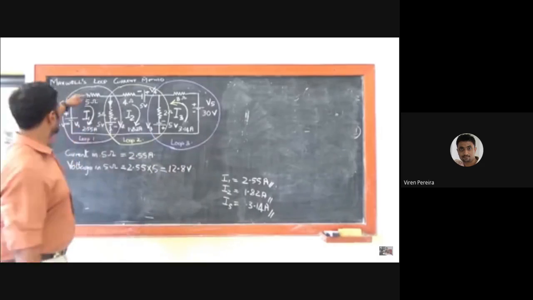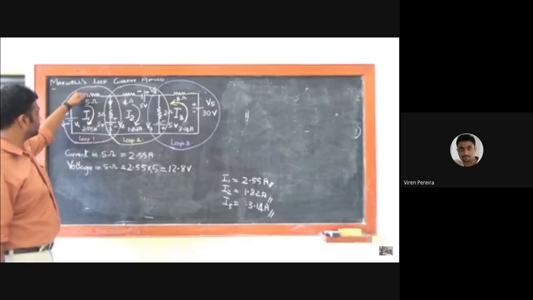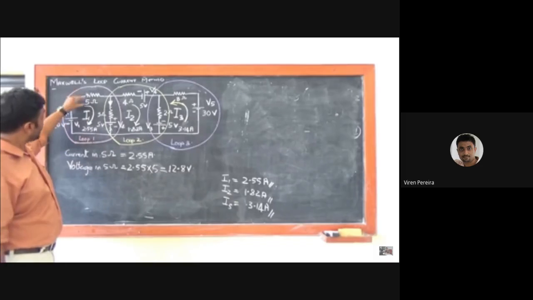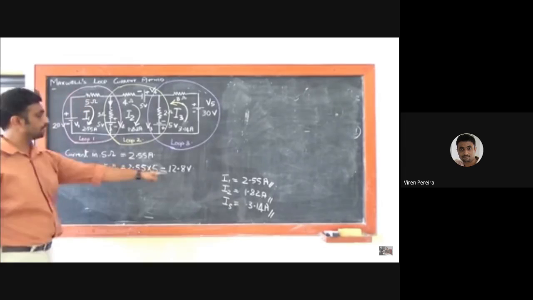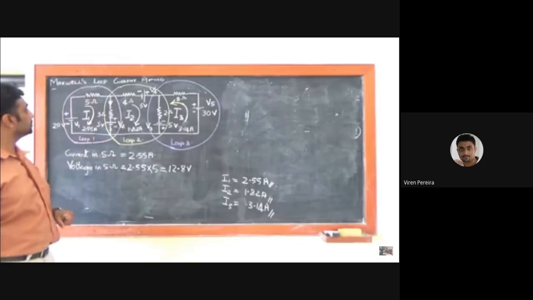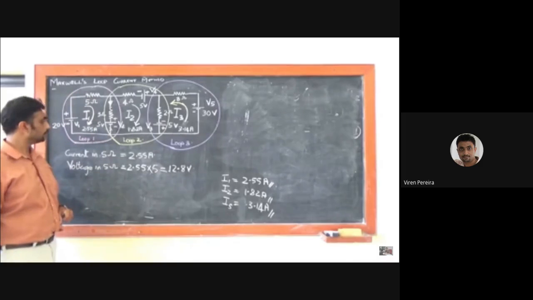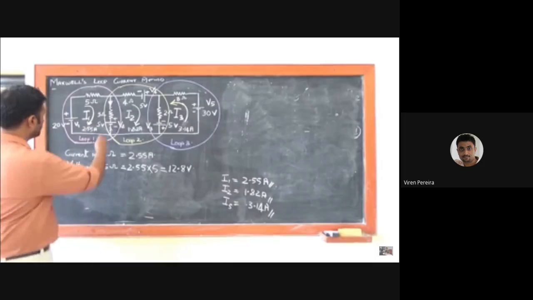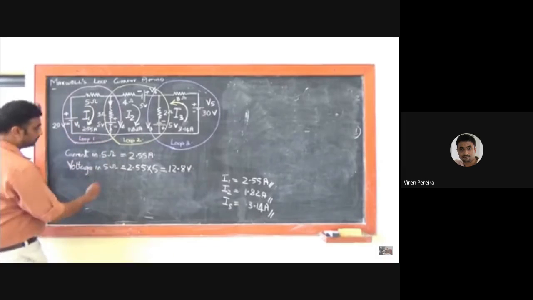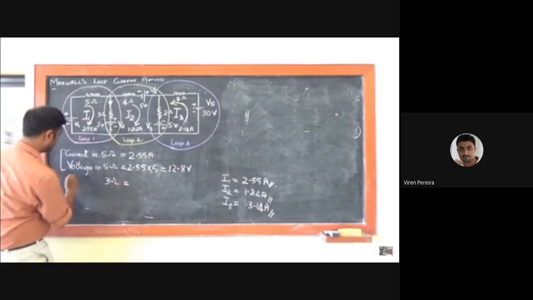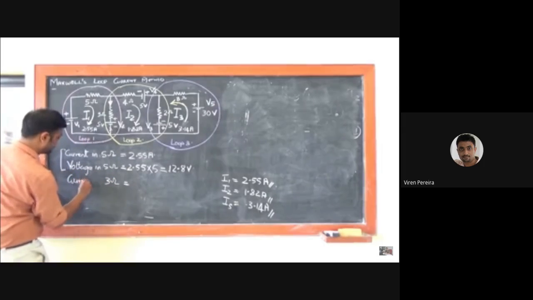So in this resistor, I have 2.55 amps, sorry. And I have my resistor. So 2.55 into 5 will give me my voltage and current in this particular resistor. Now we will go for the second section, for the 3 ohms. Now the current flowing in the 3 ohms resistor.